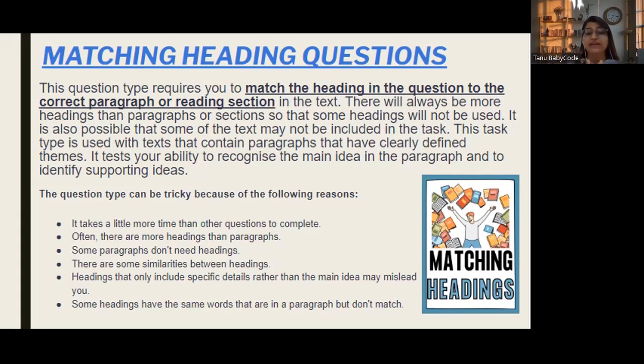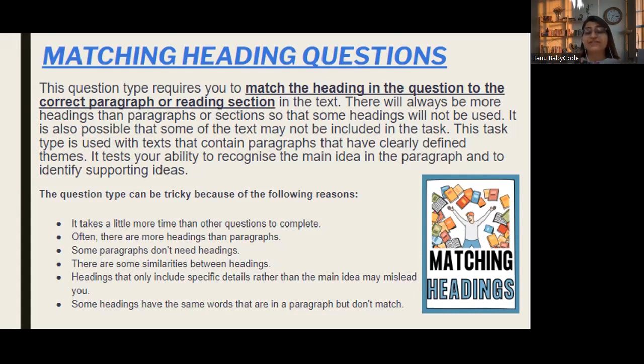Now, how you will find the heading is that you read the paragraph and come to a central idea. What is the main idea of that paragraph? It basically tests your ability to recognize the main idea from a single paragraph, and whether you are able to identify the supporting ideas or not. Sometimes you have to eliminate the extra information and focus on the main idea of the paragraph.